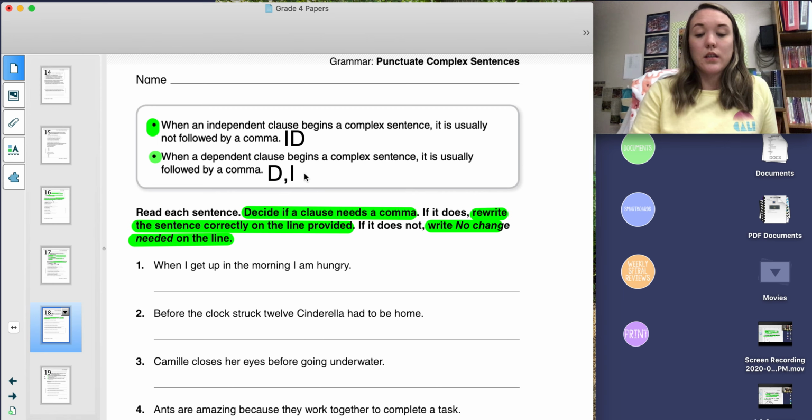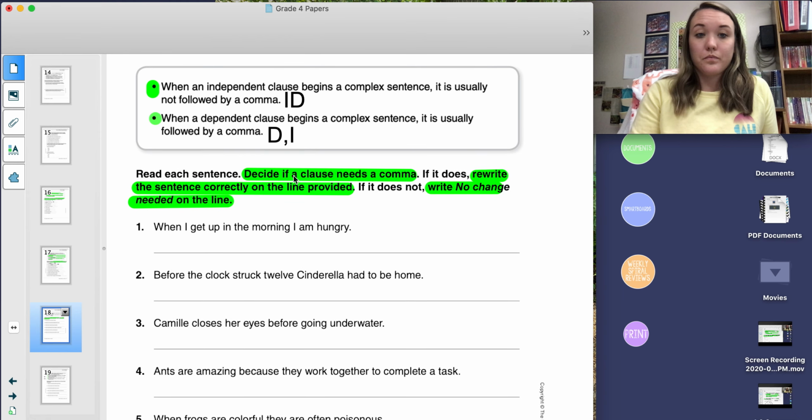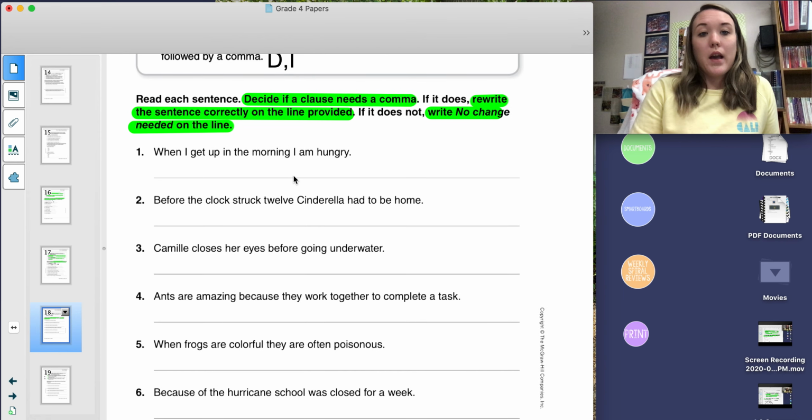I like to use these little abbreviations. So if a sentence is independent, then dependent, no comma is needed. If a sentence is dependent, then independent, a comma is needed. On this page, we are going to read each sentence and decide if a clause needs a comma. If it does, we will rewrite the sentence correctly on the line. If it does not, we will write no change needed.